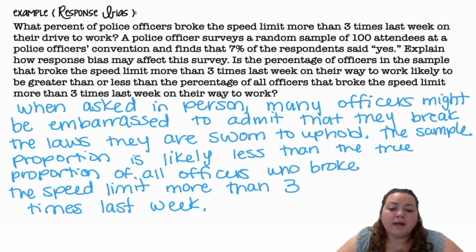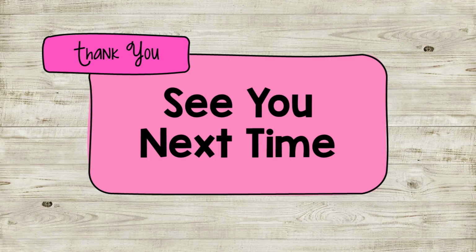All right, so when asked in person, many officers might be embarrassed to admit that they break the laws they are sworn to uphold. Therefore, they may not tell the whole truth. The sample proportion is likely less than the true proportion of all officers who broke the speed limit more than 3 times last week. That's all for this video.